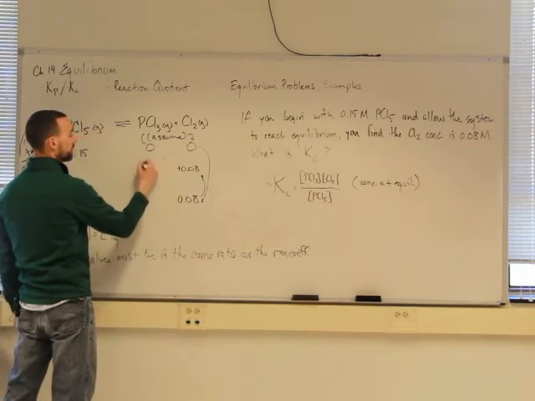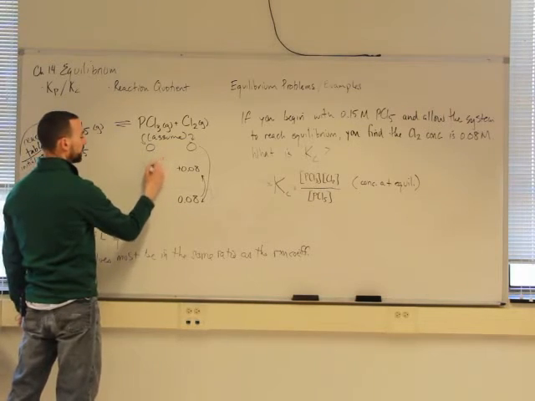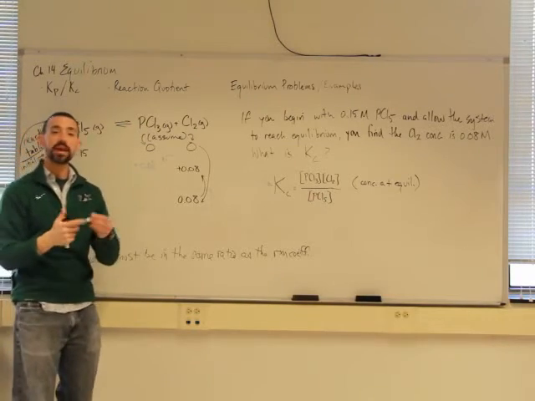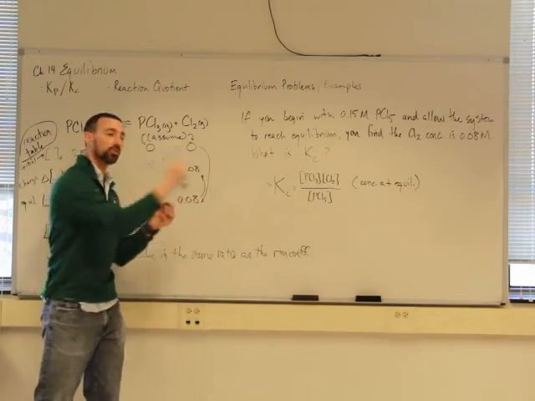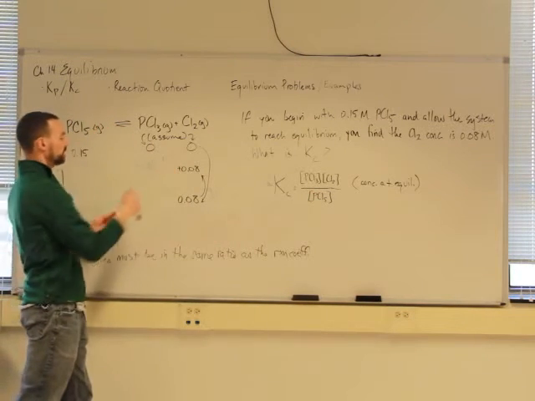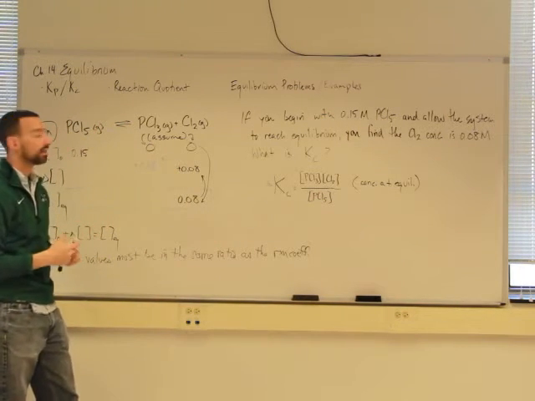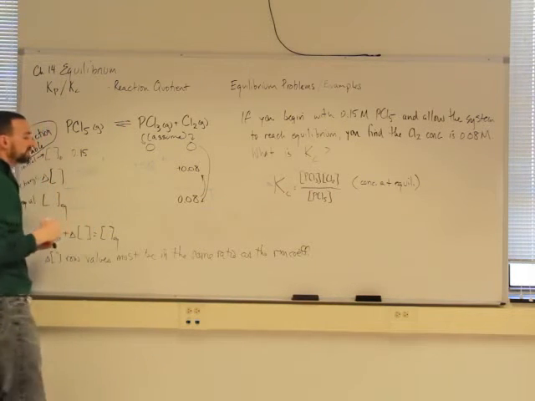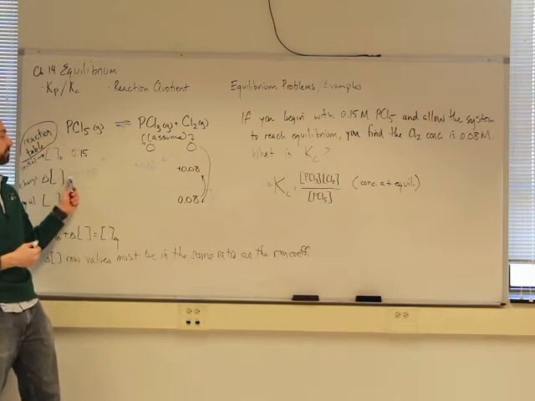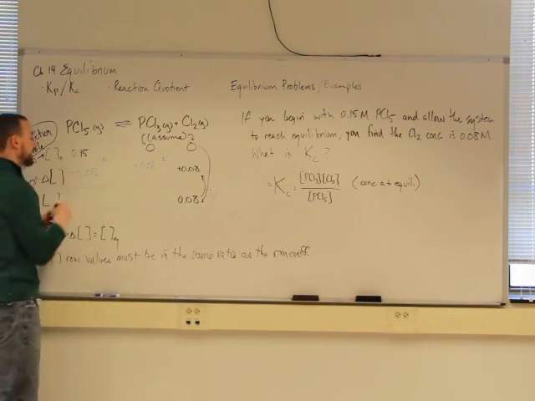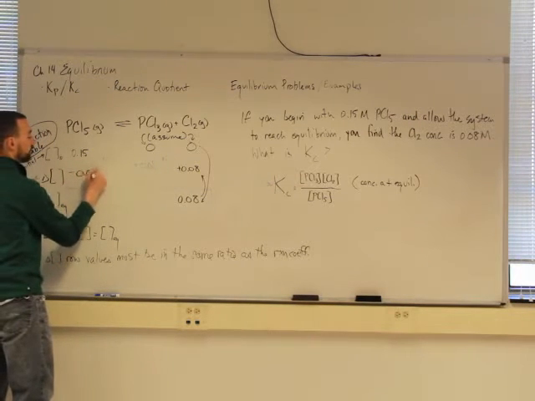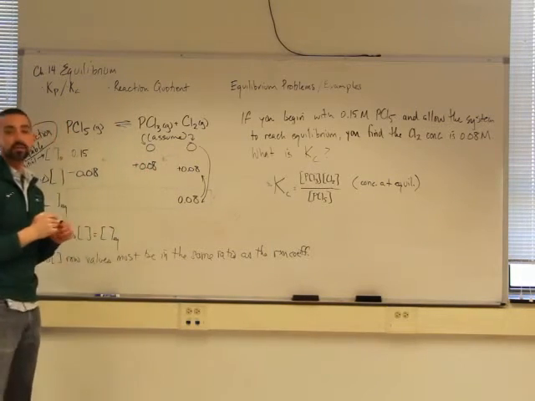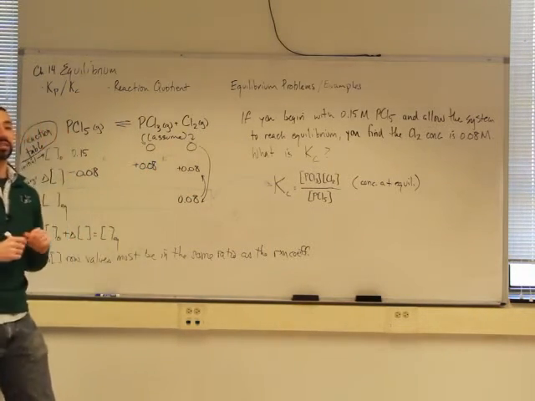Because the chlorine and PCl3 share the same coefficient, each time my reaction makes a chlorine, it also makes a PCl3. So I know that these two change by the exact same amount. Also, this would be the amount that the PCl5 decreases by. So I put a negative sign in front of that. So I've got negative 0.08 for the PCl5 and positive 0.08 each for my PCl3 and Cl2.